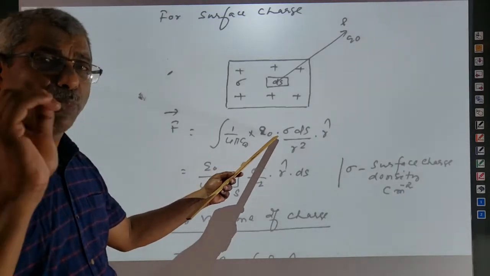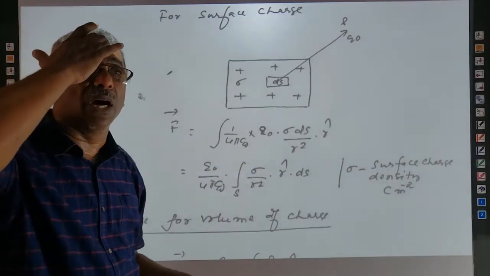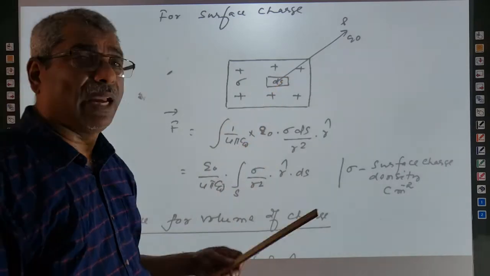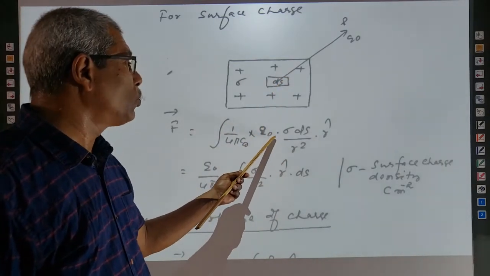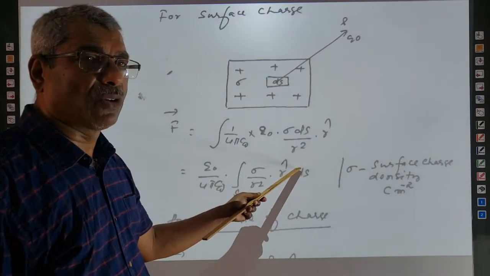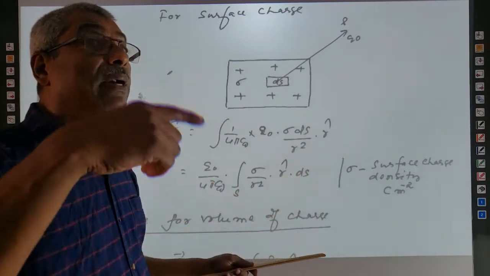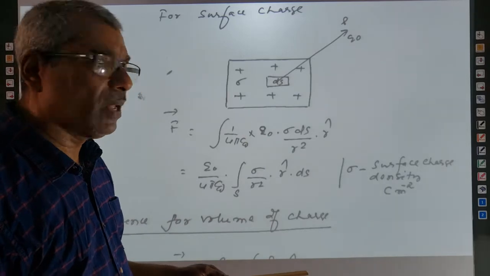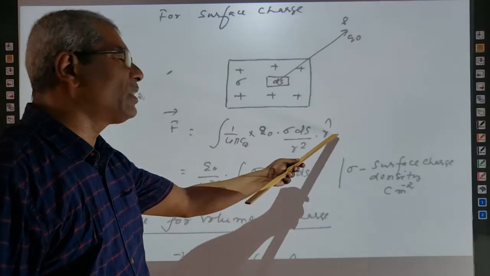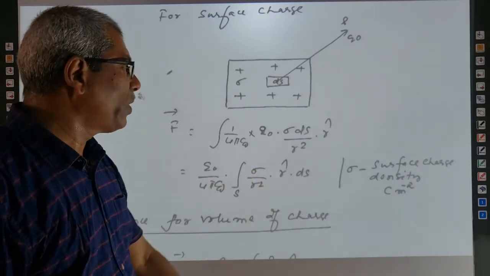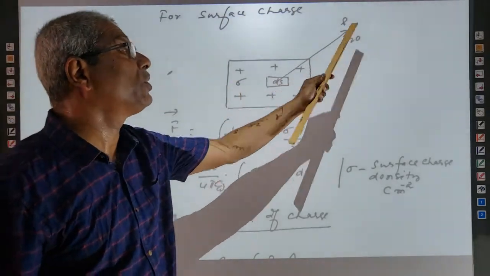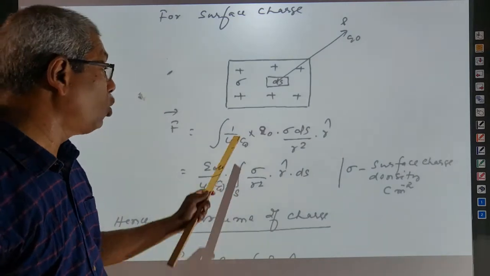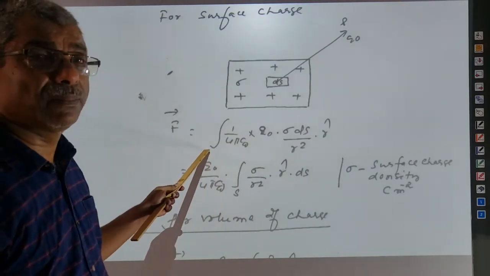For a small amount of charge in area ds, the force is equal to 1 by 4 pi epsilon 0 into Q0 sigma ds divided by R square. Like the earlier case of lambda dl by R square. In vector form this is written with a unit vector multiplied also. For the entire surface of charge, the force on Q0 is given by the surface integral.